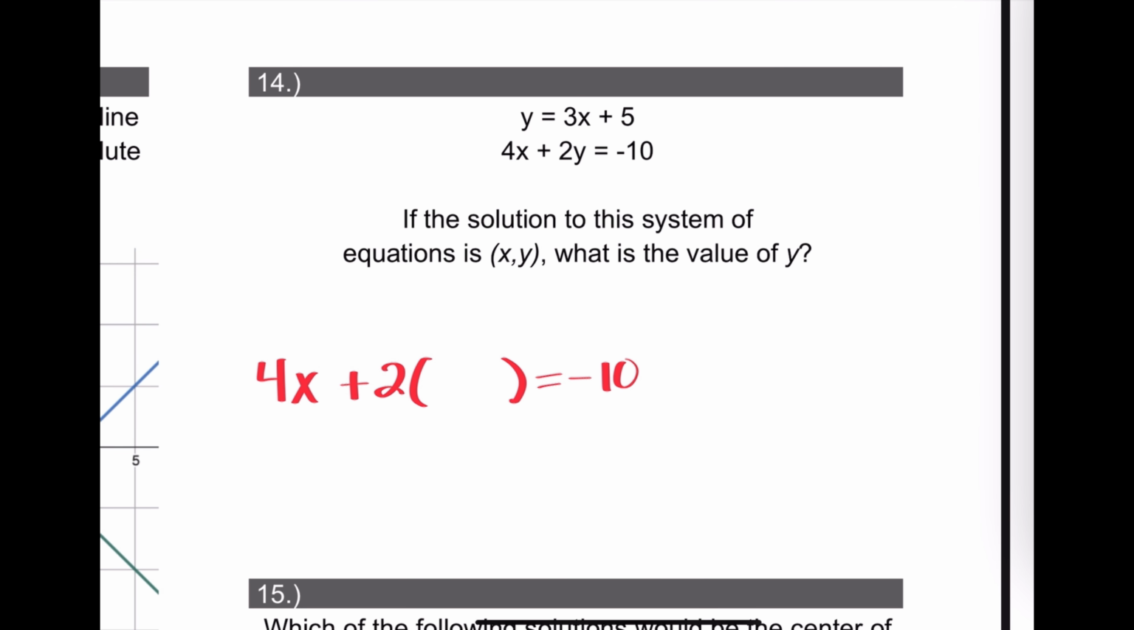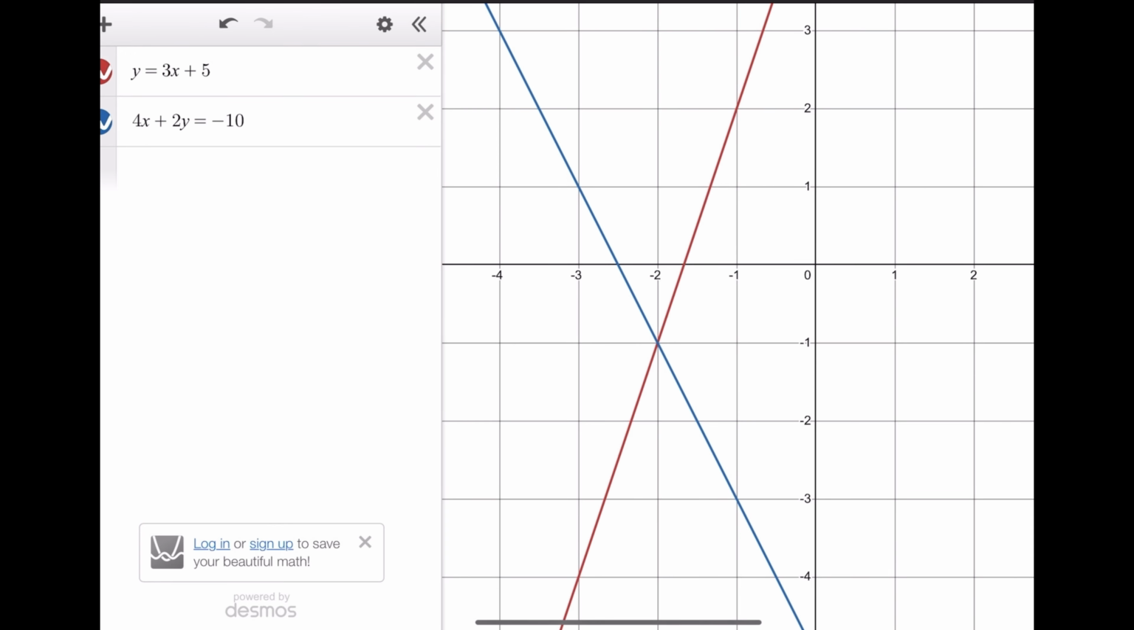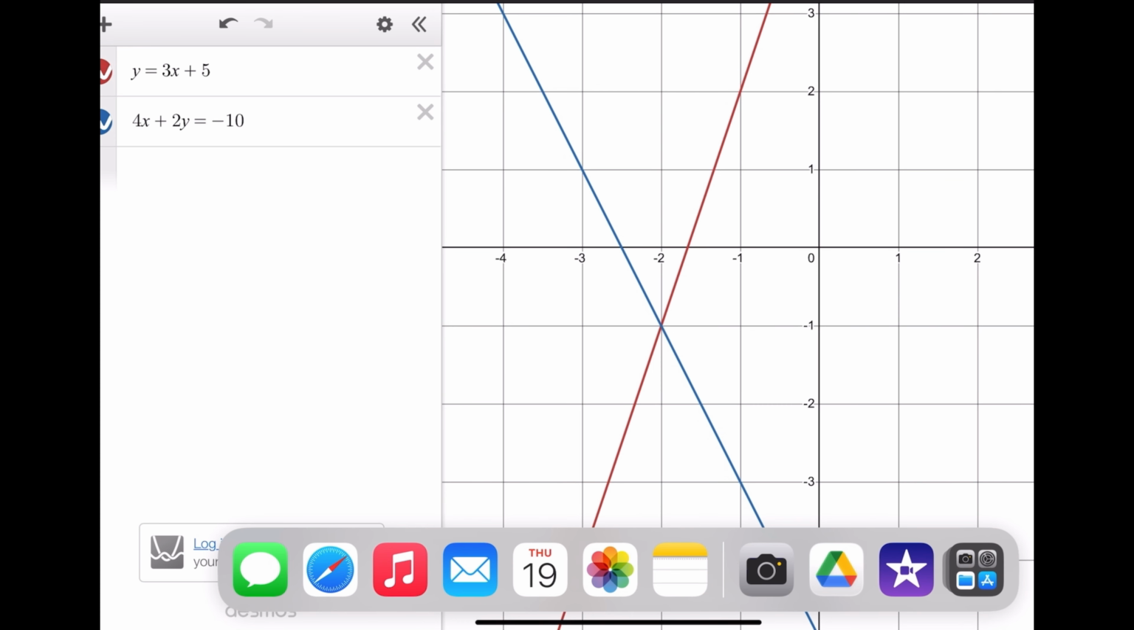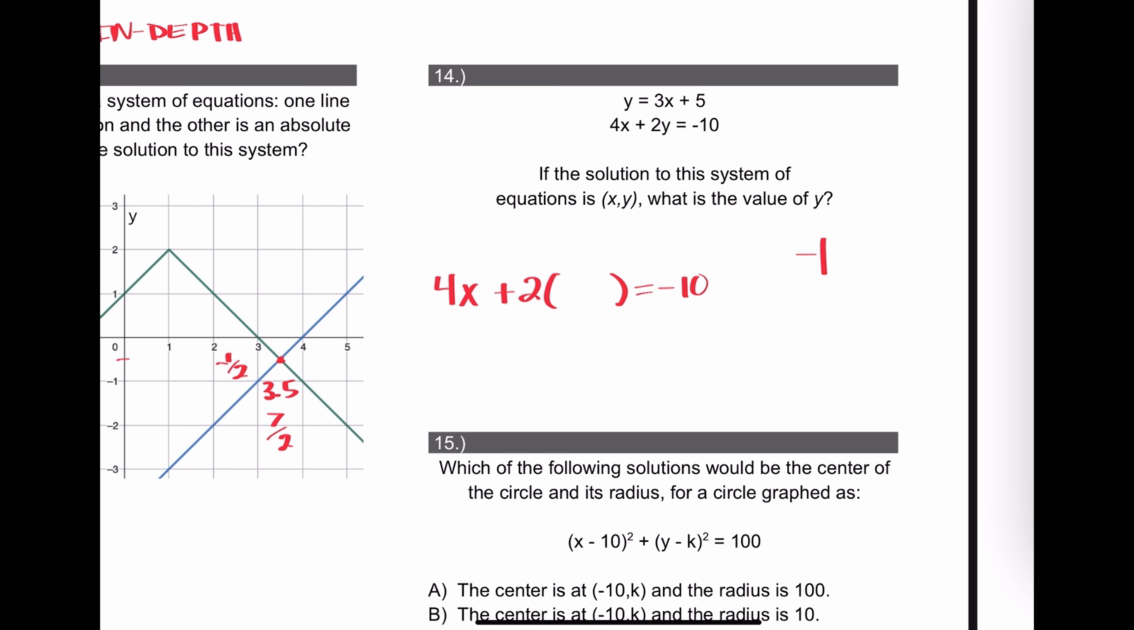All right, 14 gives us two equations. This would be a system of linear equations. If the solution to this system of equations is (x, y), what is the value of y? The quickest and best way here would be just to graph both of these in Desmos.com, giving you this graph right here. And we'll notice that those two lines are crossing at -2 for x and -1 for y. So that's not multiple choice, so we want to make sure we only put the y value. And so you could put -1.